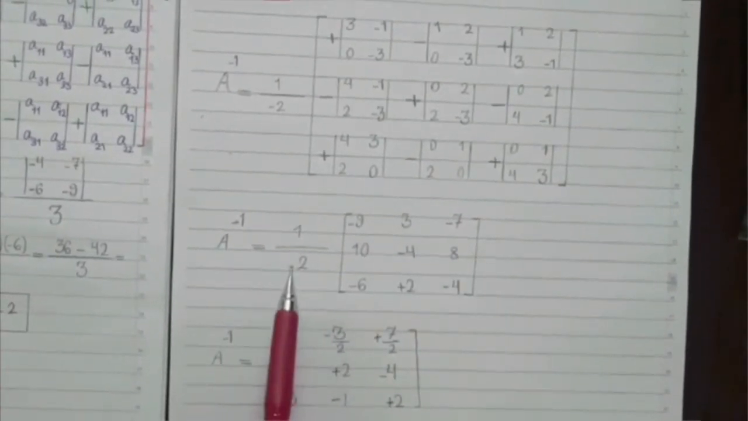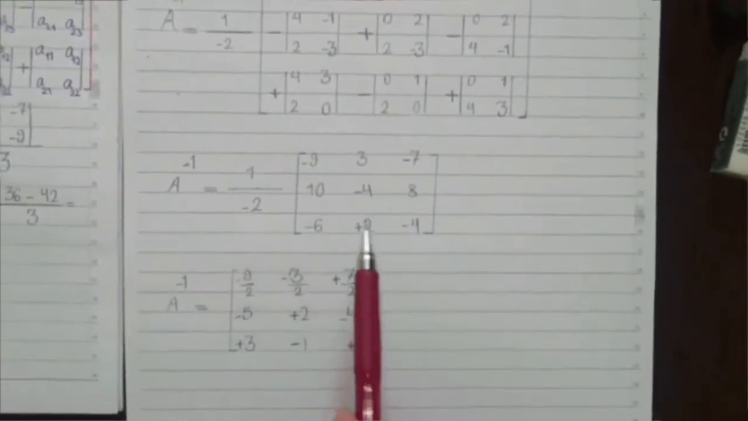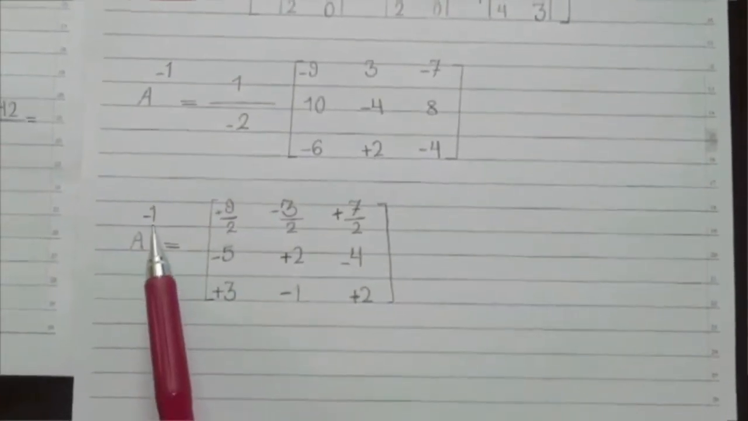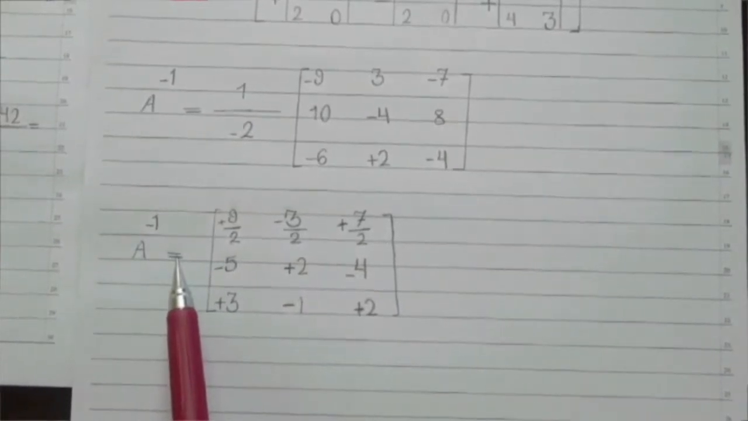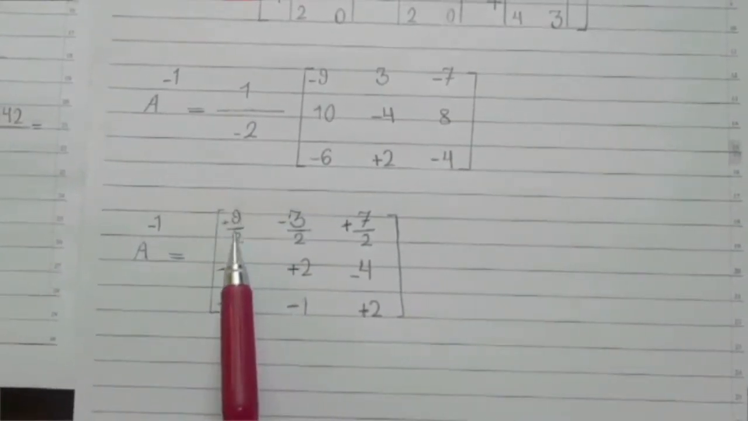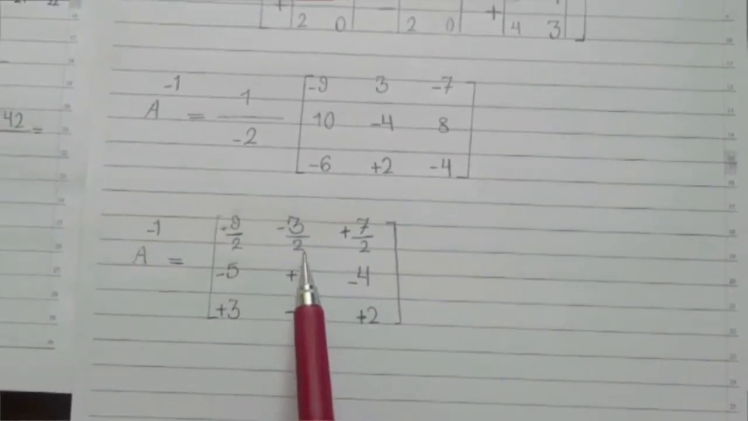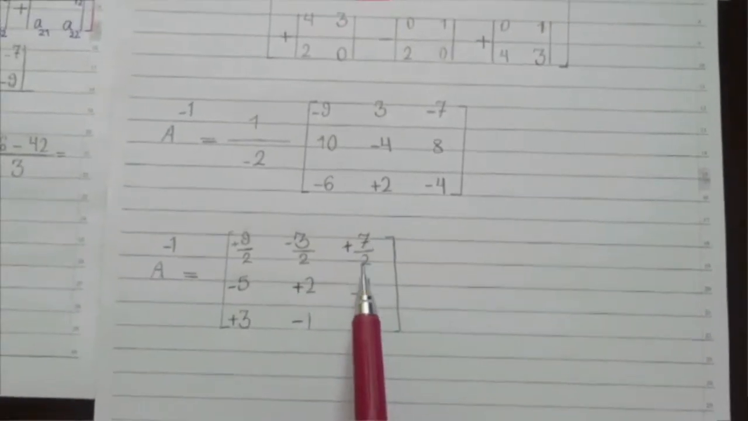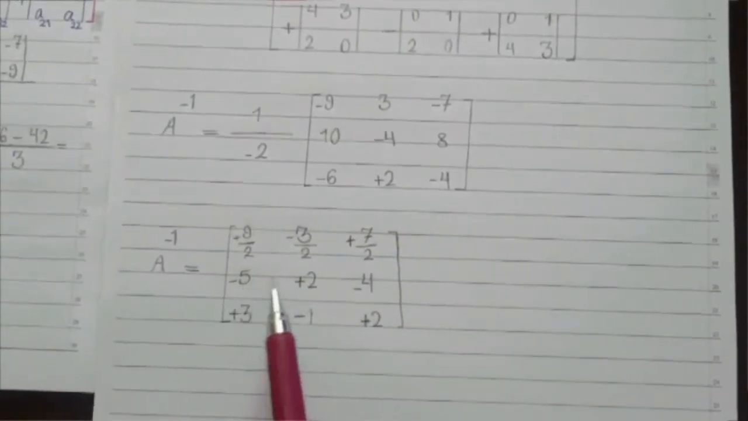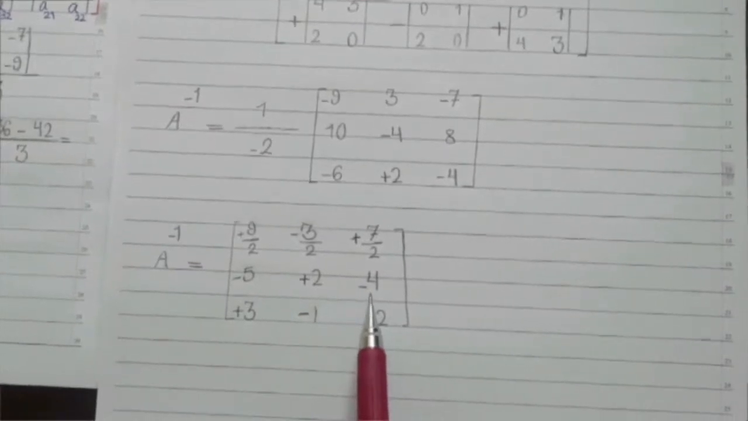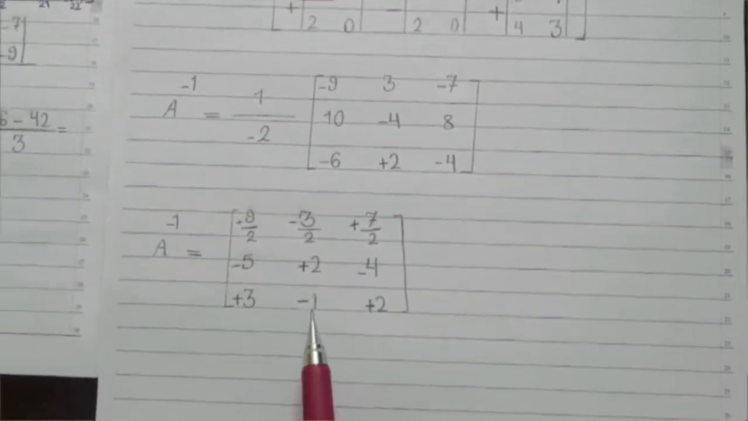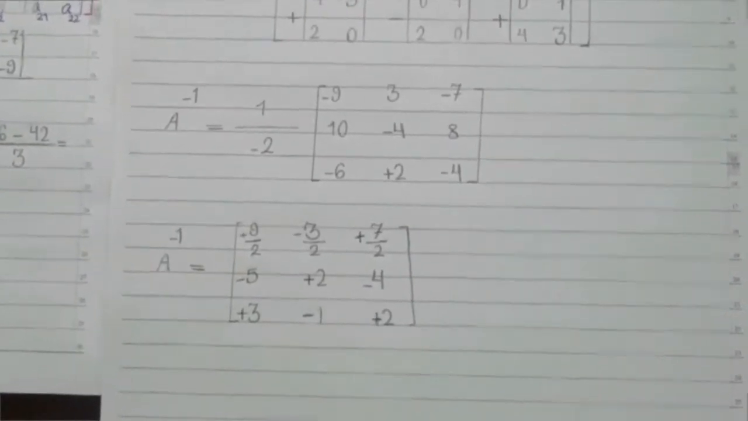Here we have 1 over negative 2 multiplied by this matrix. Okay, so we multiply it. So here we have A power negative 1 is equal to positive 9 over 2, negative 3 over 2, positive 7 over 2, negative 5, positive 2, negative 4, positive 3, negative 1, and positive 2.